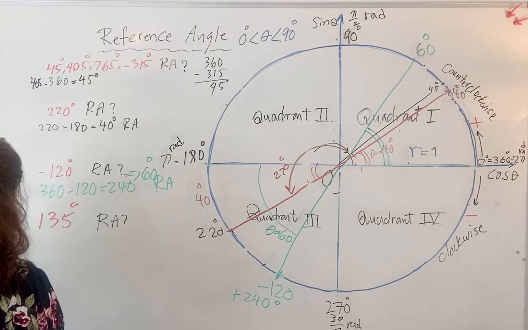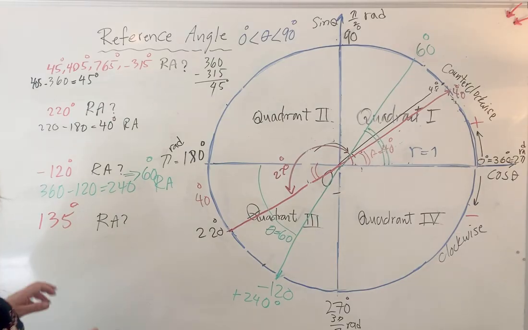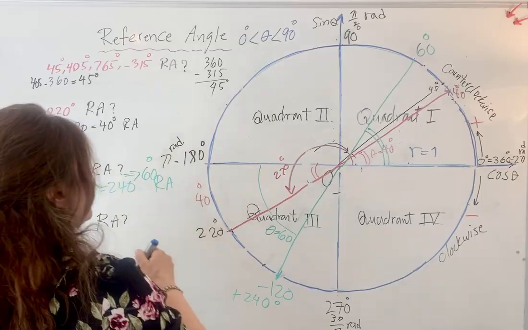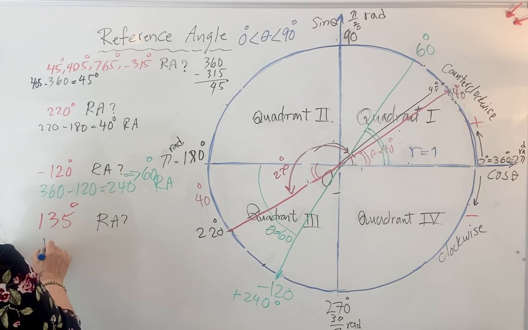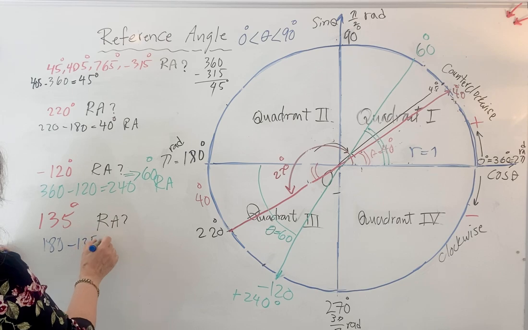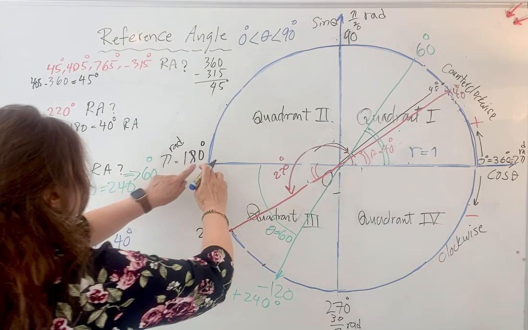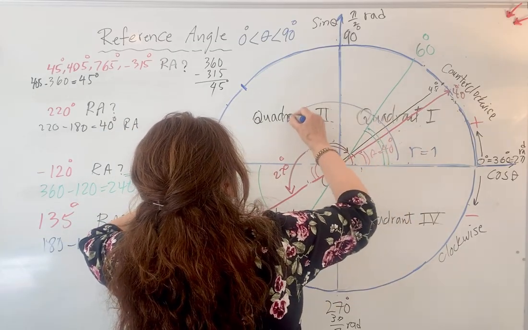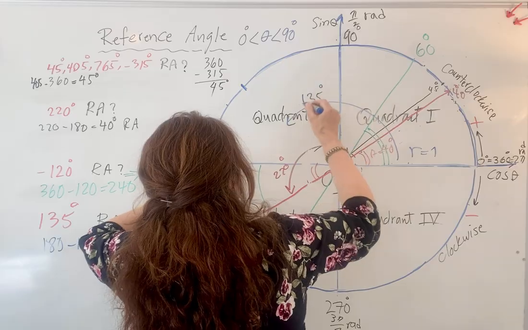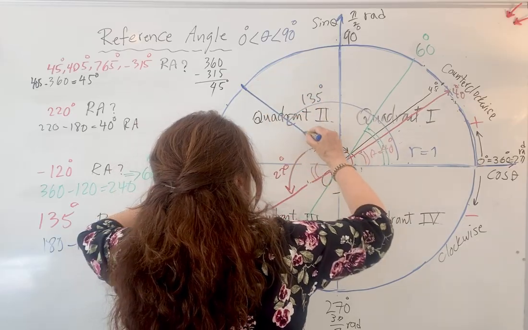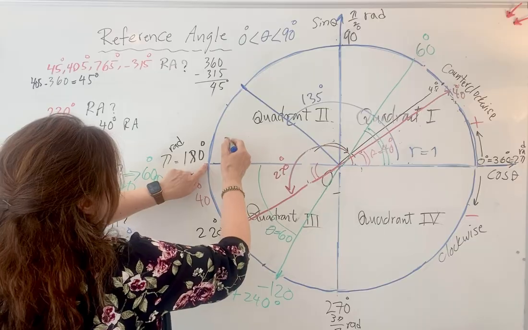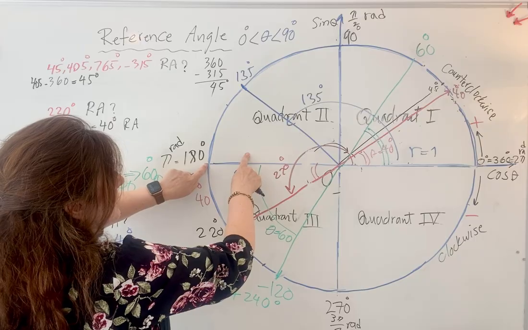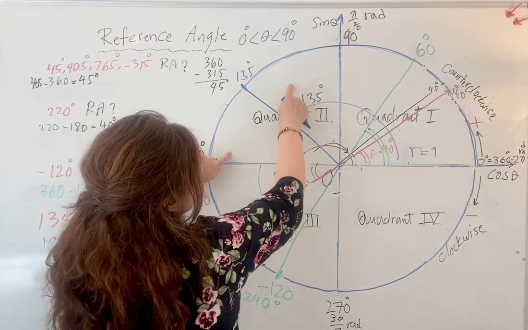Reference angle. How about 135? 135 is more than 90 degrees and less than 180. How much? If you say 180 degrees minus 135, this is 45 degrees between these two. Okay, so from here to here, 135 degrees is exactly here, because the difference between 180 and 135 is 45. Yes? This one is 45 and this one is 45 too.